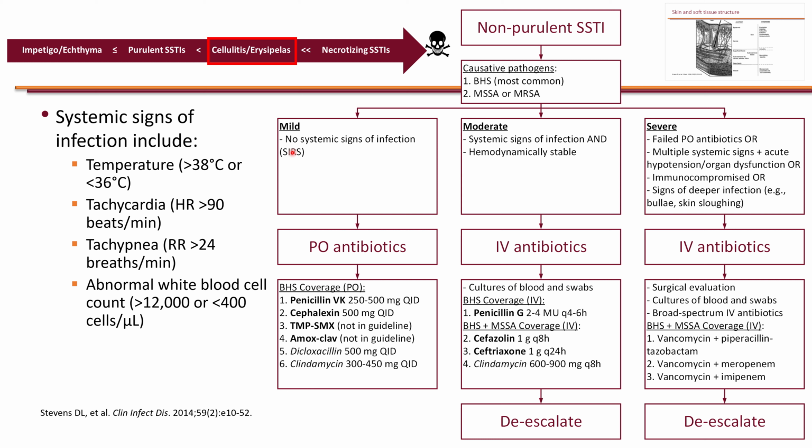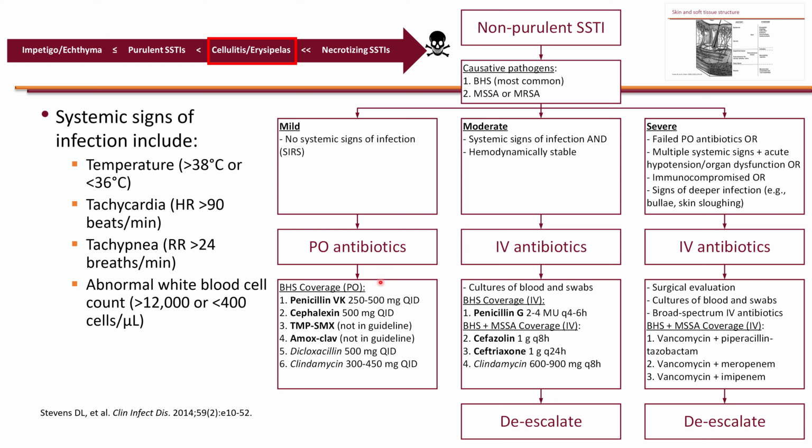Just like purulent SSTI, we break non-purulent SSTI into mild, moderate, and severe using the same criteria. So mild is no systemic signs of infection, moderate is systemic and hemodynamically stable, and severe essentially means failed PO antibiotics, or multiple systemic signs plus organ dysfunction, or immunocompromise, or signs of deeper infection. One thing with non-purulent SSTI, we're getting one step closer to the most severe skin and soft tissue infection, which is necrotizing. So if you suspect signs of necrotizing skin and soft tissue infection, that will be considered severe.